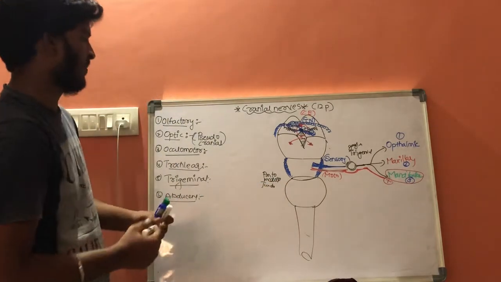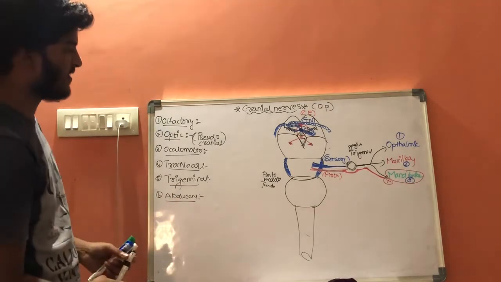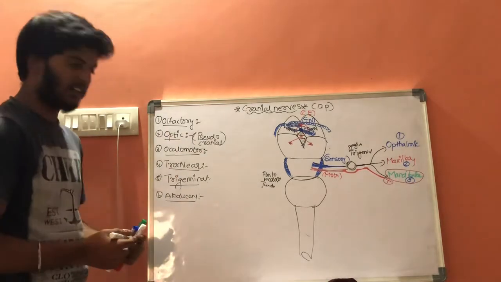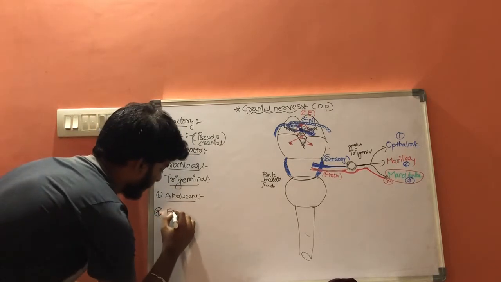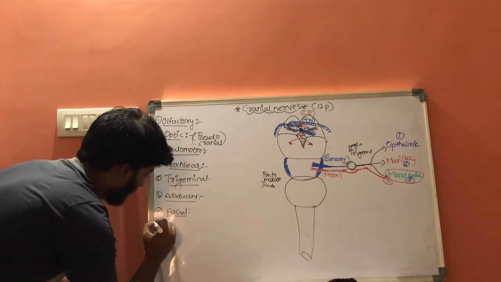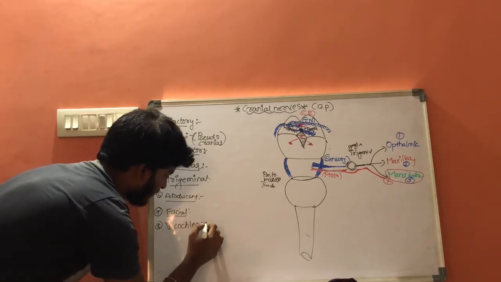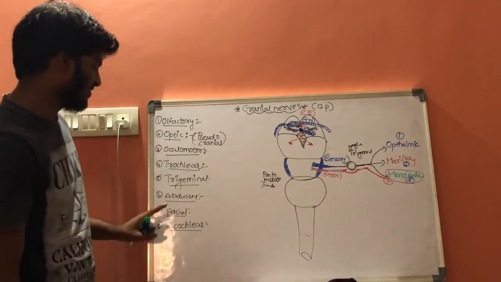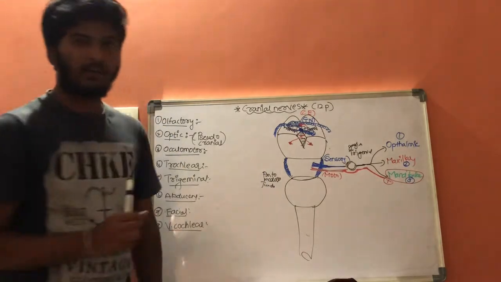So from where does the sixth nerve, the abducens nerve, arise? The 6th, 7th and 8th nerves. The 7th type is the facial nerve, and the 8th type is the vestibulocochlear nerve. From where do the abducens, facial and vestibulocochlear nerves arise? From the pontomedullary junction.